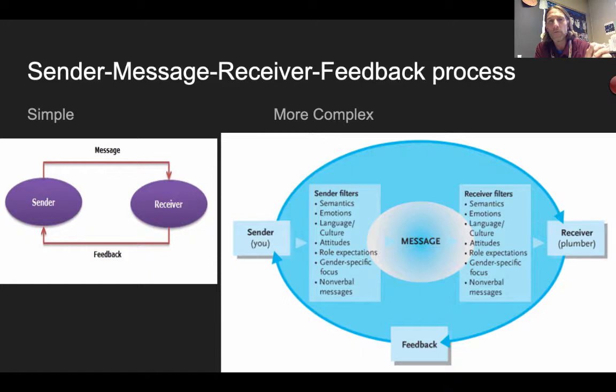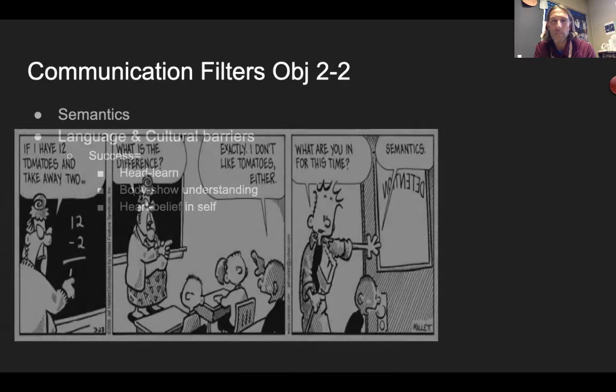In all reality though, this process is far more complex because you have the sender who has a whole host of filters that the message goes through. Then the message has to go through a whole other set of filters of the receiver, and that is going to impact how that message is both sent and received. So a good example of this is sarcasm. The sender can have a verbal message that doesn't match the nonverbal. And that is going to provide a filter that makes it harder for the receiver to know exactly what is going on. And that can impact the feedback as well because the receiver then has these filters and the feedback goes through that filter and then it goes through the sender's filter. And so this can be a messy process.